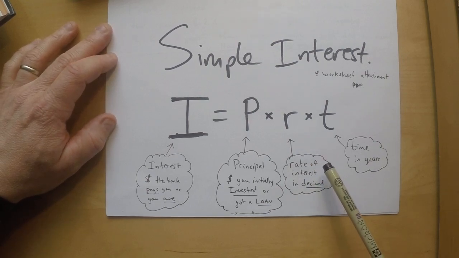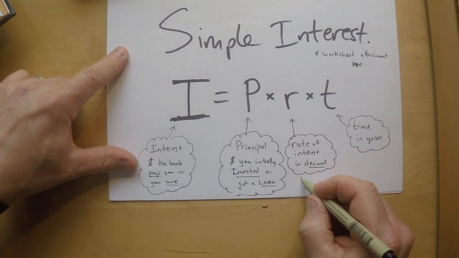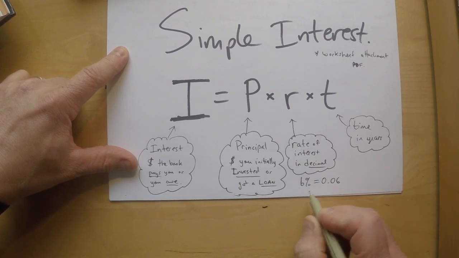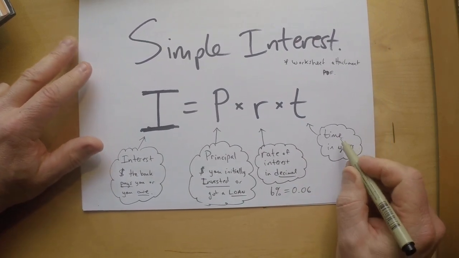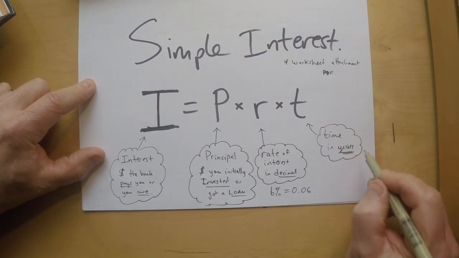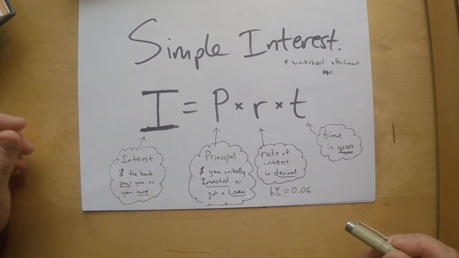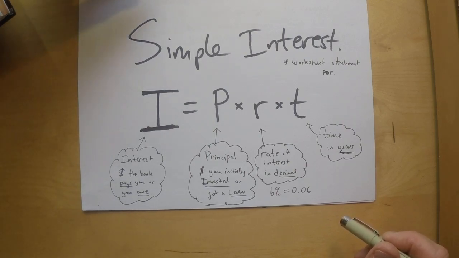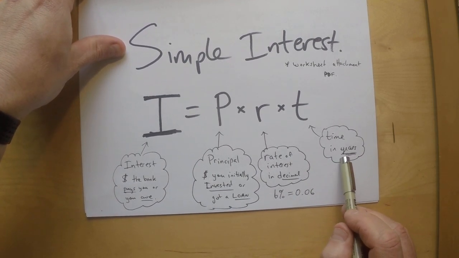The R is the rate of interest as a decimal. So if it was, say, 6%, you would change that to 0.06 by dividing by 100, because remember, percent is out of 100. And time, T, is always in years. So if they're tricky and they put it in months, you'd have to divide by 12 to get it into years. If they put it in days, you'd have to divide by 365, because there are 365 days in a year. Generally, they're not going to be that sneaky, but just be careful. Make sure that it's always in years.